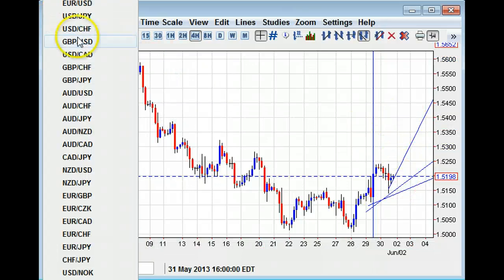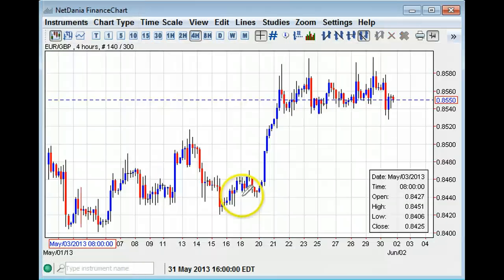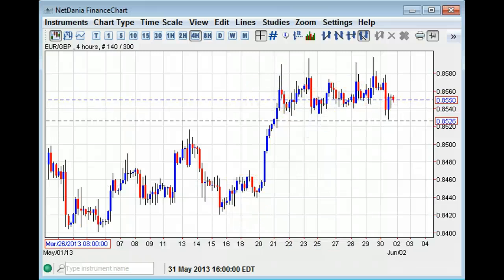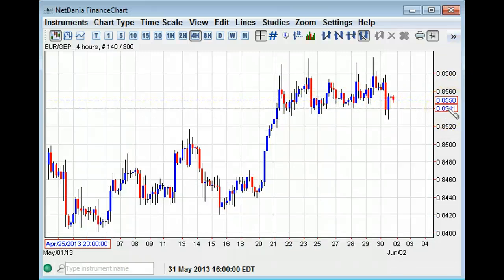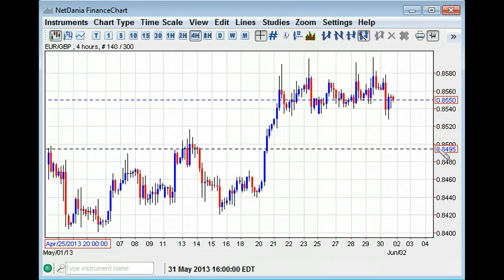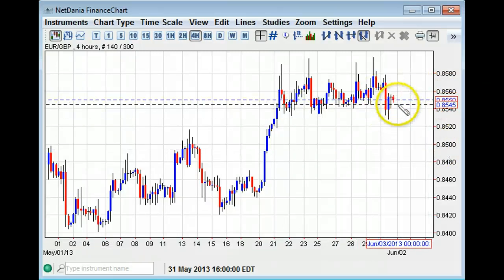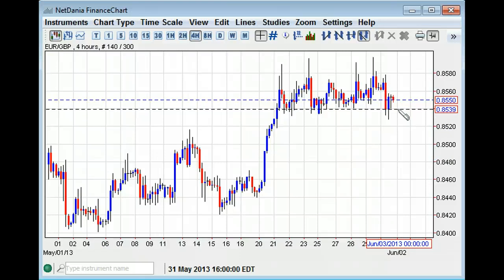This actually translates into some interesting cross stories, because where's my euro pound? Can I not find my euro pound? Just bear with me. Here's euro pound. This is really now becoming a pure euro cable story instead of just risk on, risk off, or safe harbor plays. And in many ways, I think it's going to be a referendum on cable data this week.